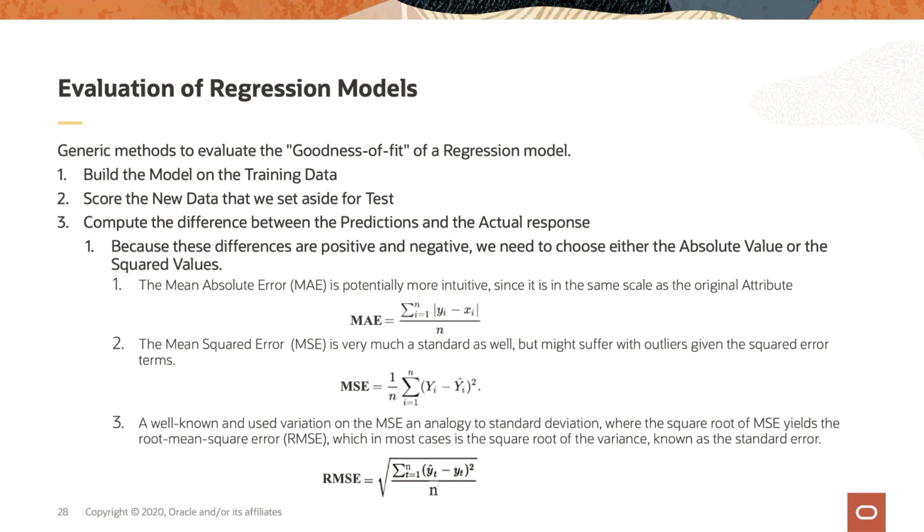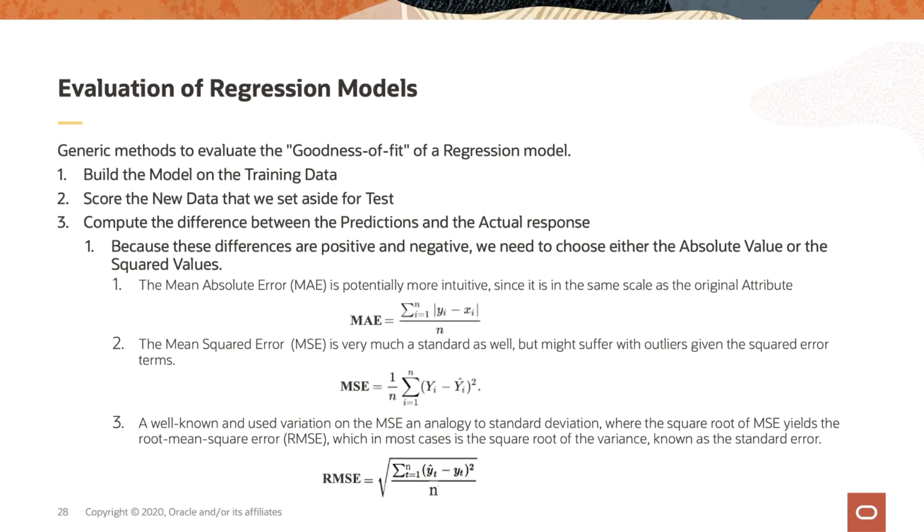This number is in the same scale, so if you're looking at minutes in our problem, the scale is going to be very easy to understand. So the mean square error is, again, the same thing, but you're now doing the square differences of the components. Because you're squaring the differences, this number is going to be more sensitive to outliers for sure. But at the end, you can run a square root of that and end up with the variation that is well known and much used, which is the root mean square error, the RMSE.